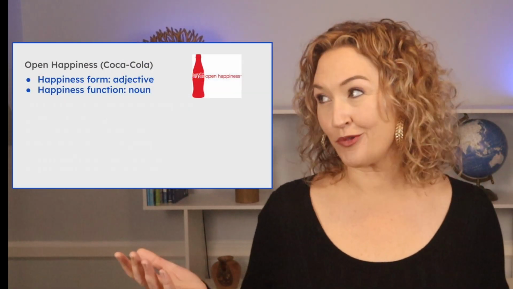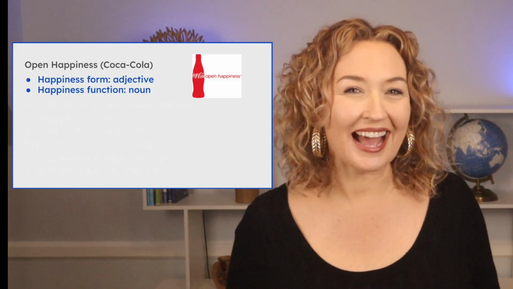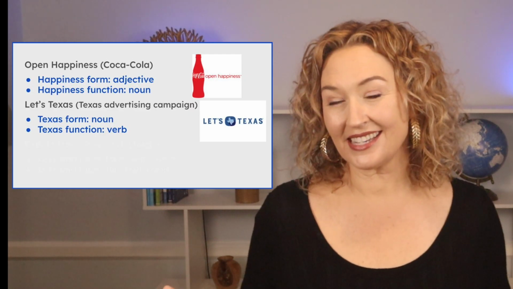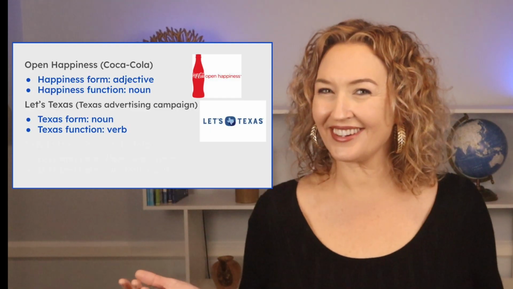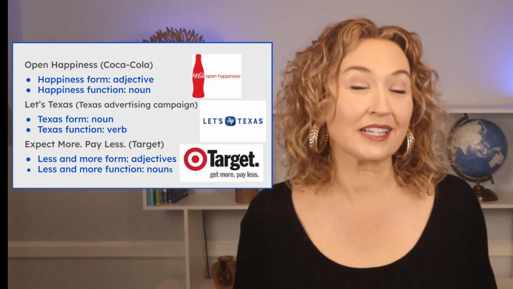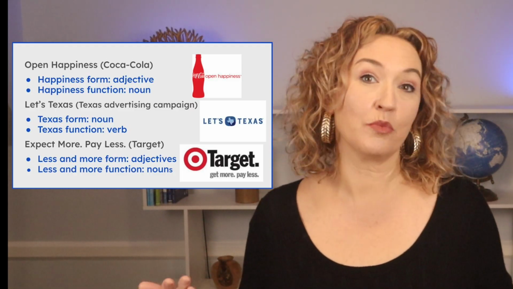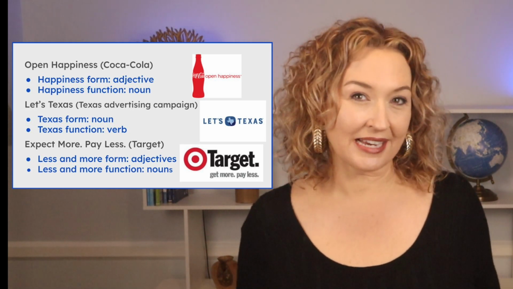Advertisers use this all the time in marketing, right? They have a word that has a traditional form and then they change its function. So here are some examples. Coca-Cola says open happiness. Happiness is an adjective, but here they're using it as a noun. Let's Texas. Texas is almost always what we have known it to be as a noun, but here they're getting fun with language and they're using it as a verb. And then Target's expect more, pay less. More and less are traditionally adjectives, but here they're being used as nouns.